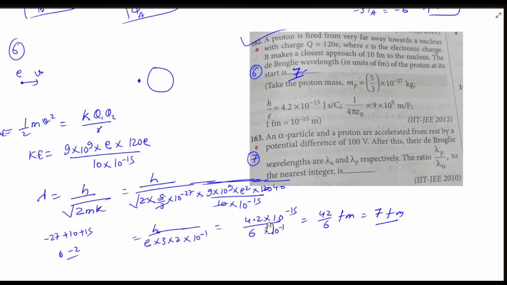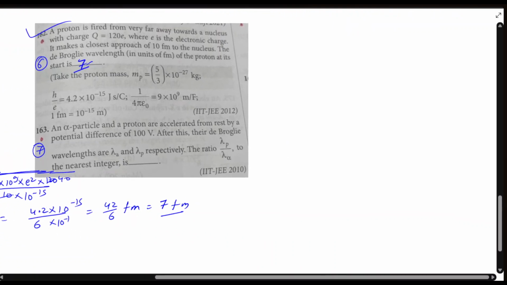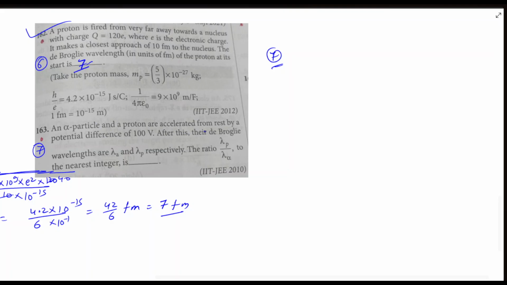Okay. Let's move on to the seventh question. So we have an alpha particle and a proton accelerated from rest through the same potential difference. So if we have a proton, the mass of proton, let's say it's m. So mass of alpha particle will be 4m, right? Because it has two protons and two neutrons. So it will be 4m.